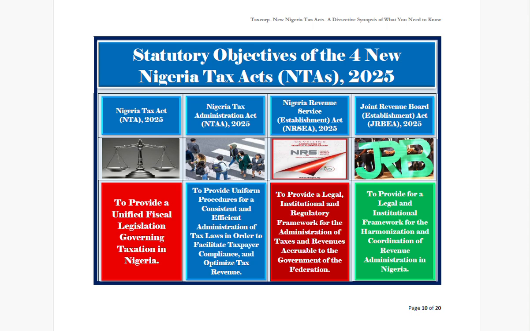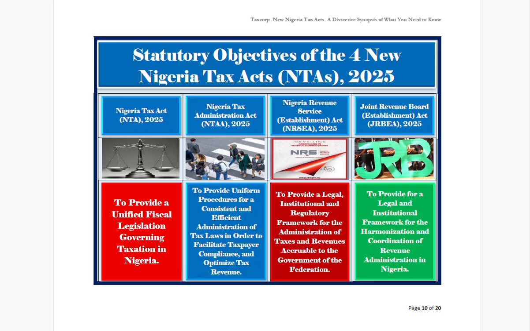Now, here are the statutory objectives of the four new Nigerian tax acts as clearly and expressly stipulated in the Tax Act. First is the Nigerian Tax Act. The statutory objective here is to provide a unified fiscal legislation governing taxation in Nigeria. And for Nigerian Tax Administration Act, the statutory objective is to provide uniform procedures for a consistent and efficient administration of tax laws in order to facilitate taxpayer compliance and optimize tax revenue.